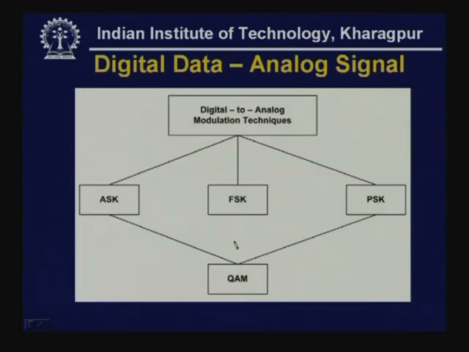On the other hand, if your data is digital in nature, then you can use ASK, FSK or PSK, or a combination of ASK and PSK, which is known as QAM, to generate an analog signal. So depending on whether your data is analog or digital, you will use either amplitude modulation, frequency modulation or phase modulation if your data is analog in nature. If your data is digital, you will use ASK, FSK, PSK or QAM to generate the analog signal, as you have discussed in detail in the previous lectures.